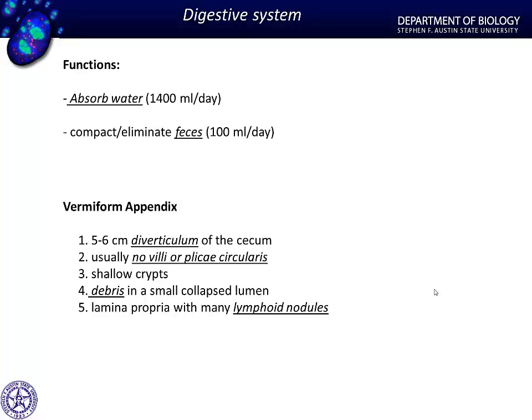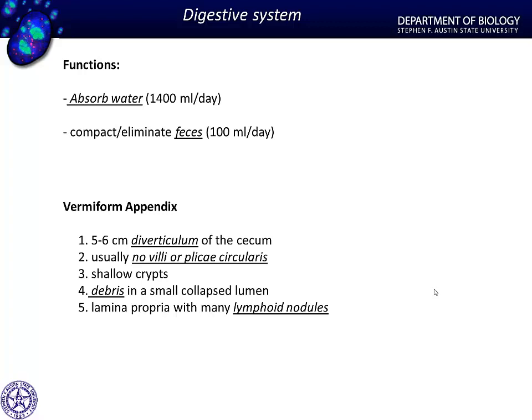Now, as I've mentioned before, the function of the intestine is absorption, but the large intestine is principally going to absorb the water and all of the fluids and juices that we produce. It's also going to be a location where we compact the feces and prepare the feces for elimination, approximately 100 mils of feces a day.